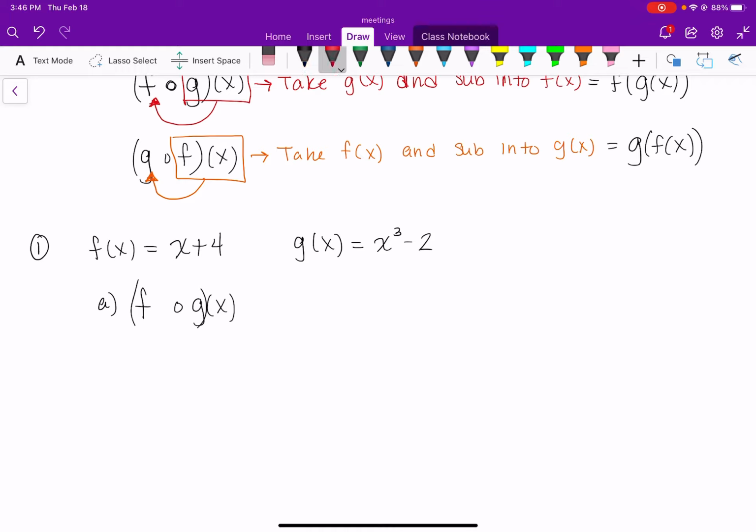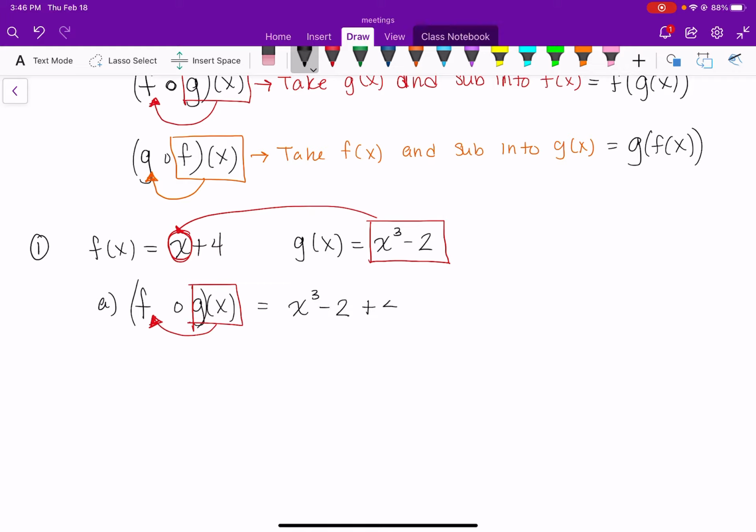So again, remember what we talked about. That means that we're going to take the g of x function and we're going to substitute it into the f of x. So I'm going to do exactly that. I'm going to take the g of x function, so I'm going to put a box around the x cubed minus 2 because that's the function, and we are going to draw an arrow and put it into that x right there. So instead of having an x, we're going to put x cubed minus 2. So this is going to be x cubed minus 2 plus 4.